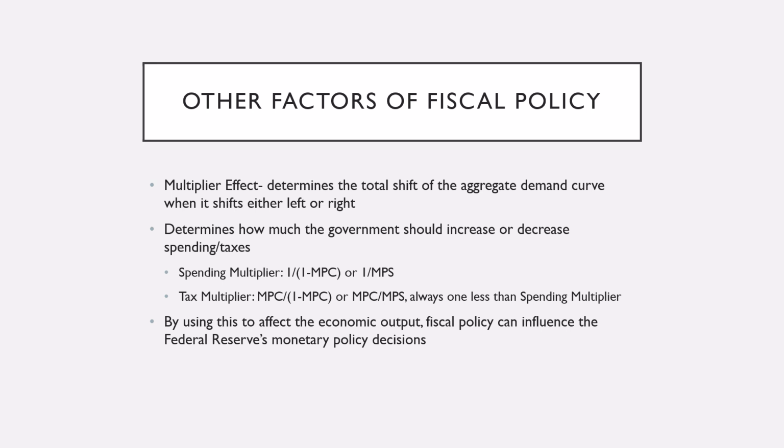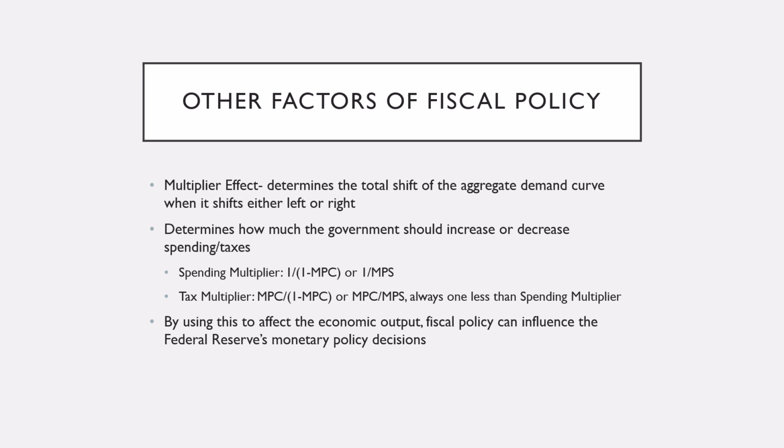Now, the spending multiplier, you see the equation right there, is 1 over 1 minus the marginal propensity to consume, or 1 over the marginal propensity to save. And the tax multiplier is the marginal propensity to consume over 1 minus the marginal propensity to consume, or the marginal propensity to consume over the marginal propensity to save.